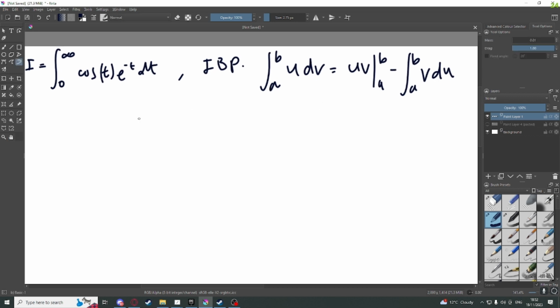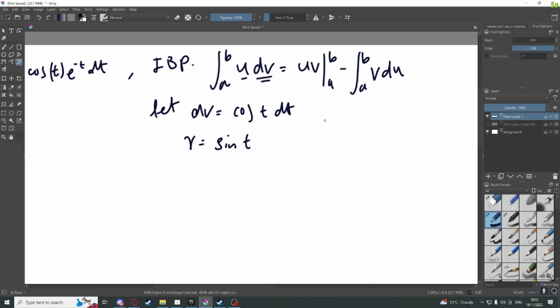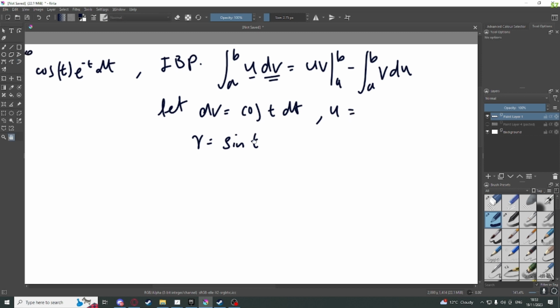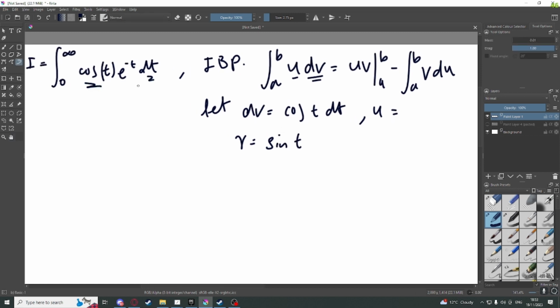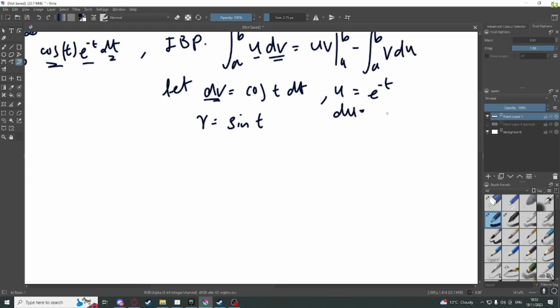And so integrating this, I have to let one be u and one be dv. So I'm going to let dv equal to cos of t dt, and then integrating both sides, I get v is equal to sine of t. And if I let my other function e to the negative t be u, du will equal to negative e to the negative t dt.